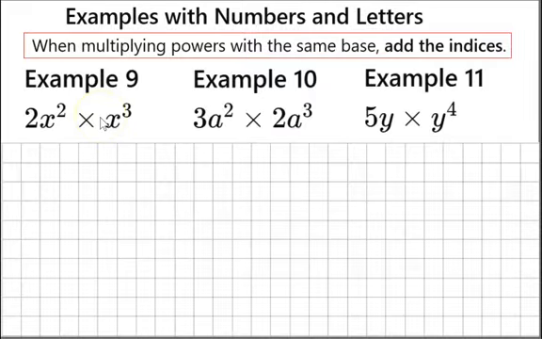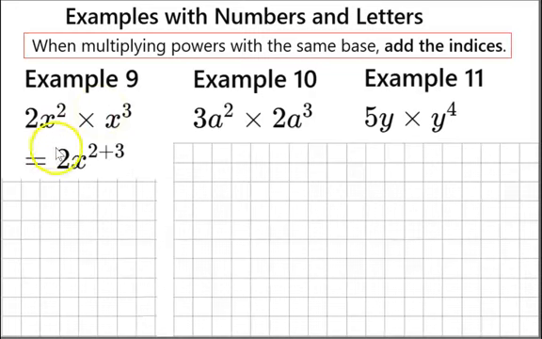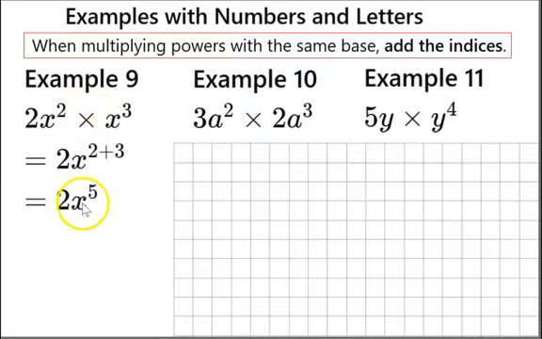So we're going to multiply the big numbers. So 2 times 1 will just give us 2. So we still have 2x. And then we're going to add the powers. 2 plus 3 gives us 5. So we get 2x to the power of 5.